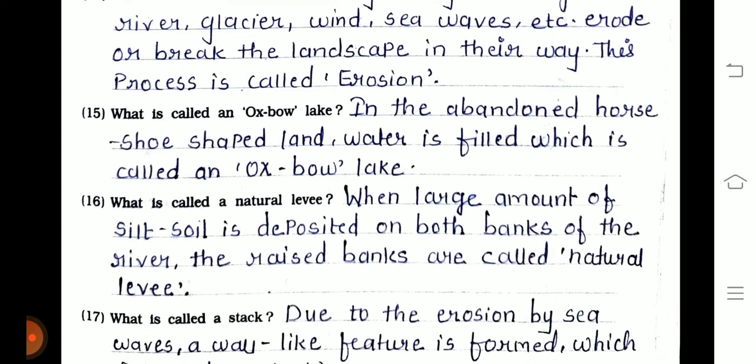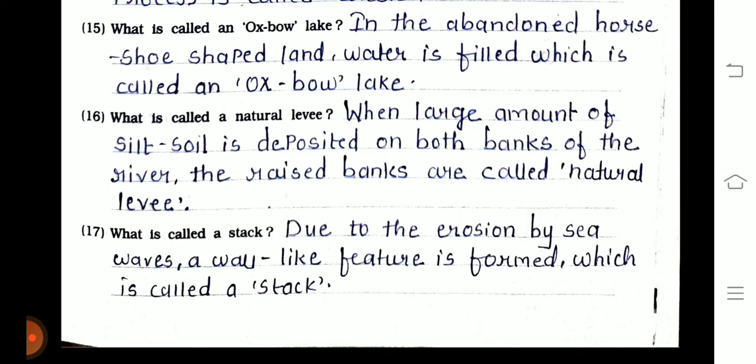Fifteenth one, what is called an oxbow lake? In the abandoned horseshoe shaped land, water is filled, which is called an oxbow lake. Sixteenth one, what is called a natural levee? When a large amount of silt soil is deposited on both banks of the river, the raised banks are called natural levee. Seventeenth one, what is called a stack? Due to erosion by sea waves, a wall-like feature is formed, which is called a stack.